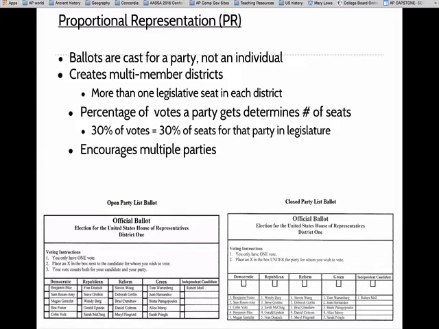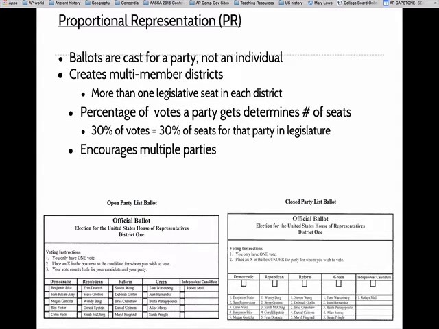All right, so aside from plurality elections, we also have something called proportional representation election system. In proportional representation, ballots are cast for a party, not for an individual. So you might vote for PT, but you don't actually vote for an individual politician. You vote for the party.